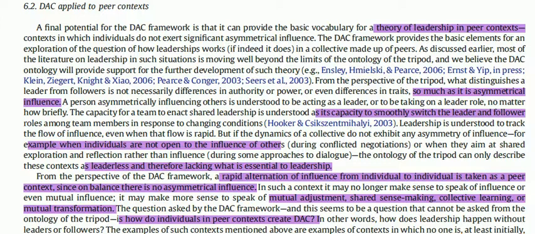So this is more detail about peer context. So theory of leadership in peer context, so much as it is asymmetrical influence. Yes, so from the perspective of the tripod, what distinguishes a leader from followers is not necessarily differences in authority or power or differences in traits or characteristics. It's this asymmetrical influence, and that really works for me. It has to be in my sharing of teaching practices that some people think they can influence others at the same time as thinking they can be influenced by others. So it's capacity to smoothly switch the leader and follower roles.